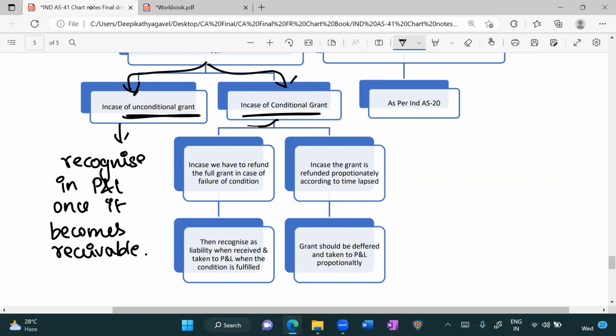In case it's a conditional grant, you need to check whether, in case of breach of that condition, the amount is to be refunded fully or proportionately. If the amount is to be refunded fully, the full grant has to be refunded.